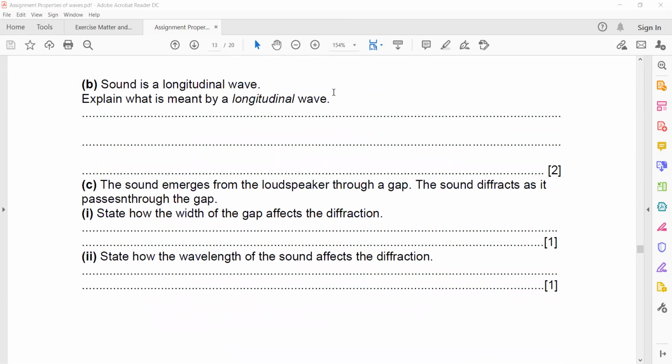Sound wave is longitudinal. What is meant by a longitudinal wave? So, the definition of a longitudinal wave: the wave in which the particles vibrate parallel to the direction of the wave. That's known as a longitudinal wave.